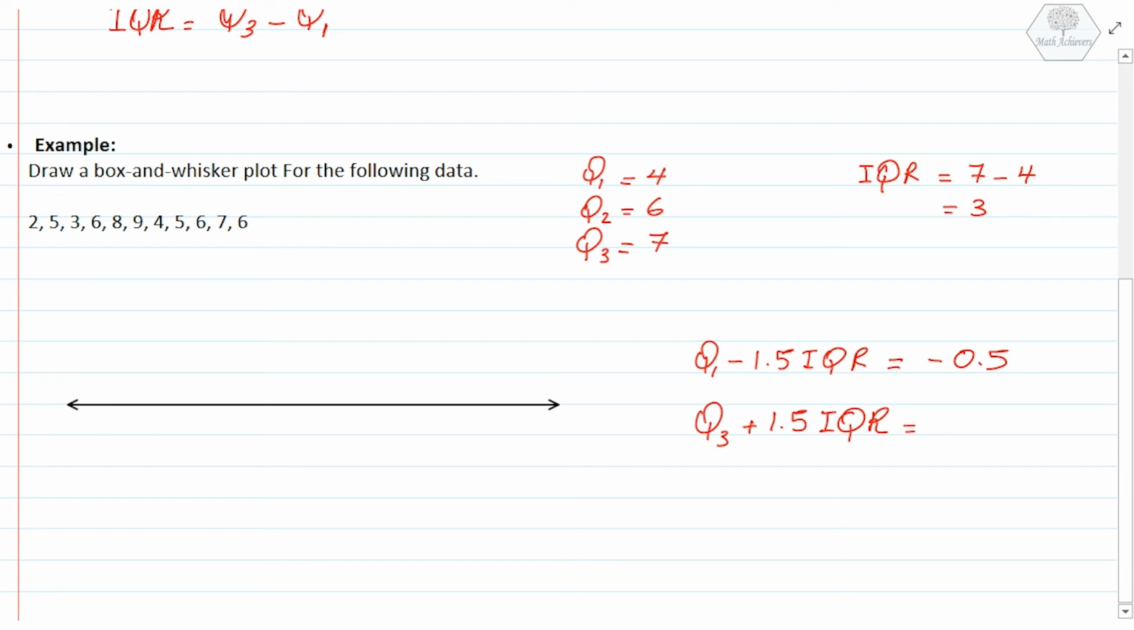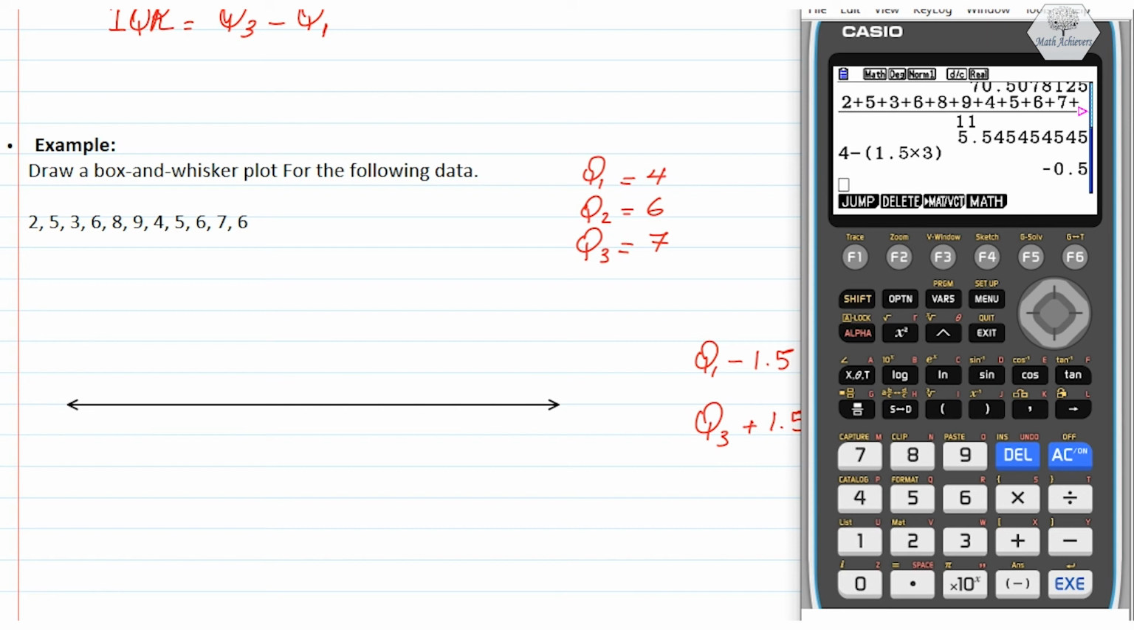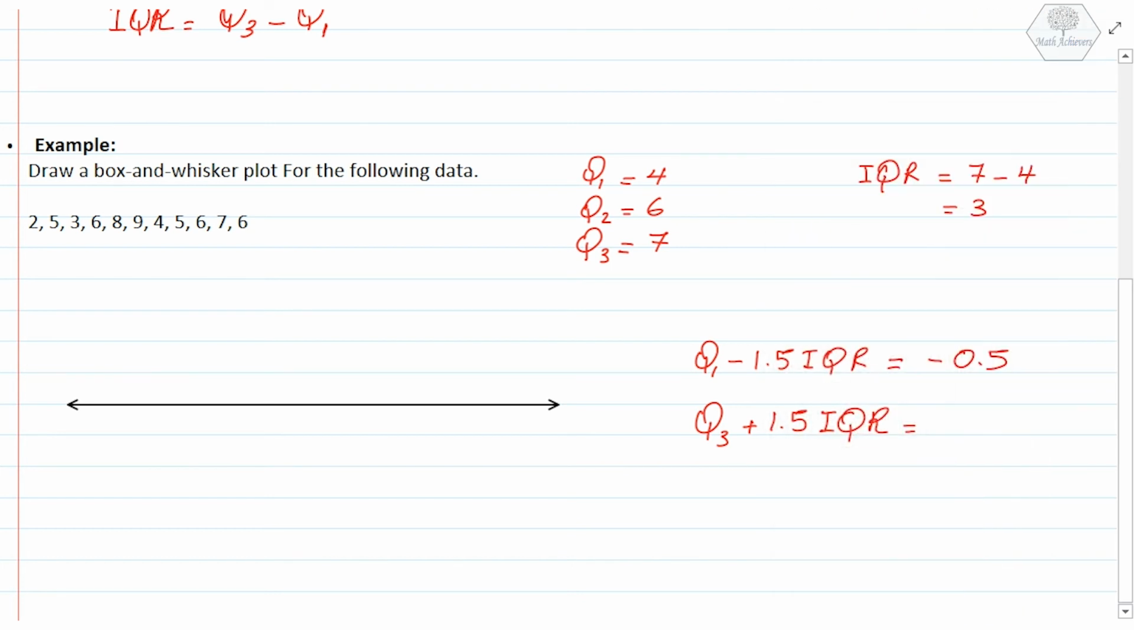And the maximum is Q3 plus 1.5 IQR, which is 7 plus 1.5 times 3. And this gives me 11.5. So I have my values starting from minus 0.5 and ending with 11.5.